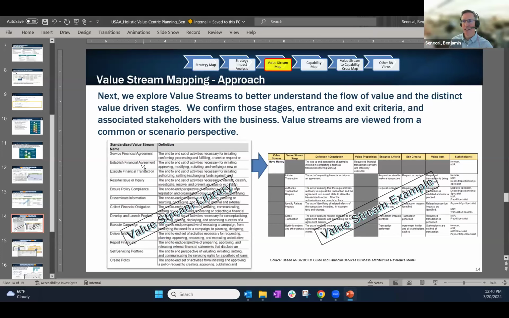I agree with somebody's presentation earlier. It's an art, not a science, especially when it comes to value streams.